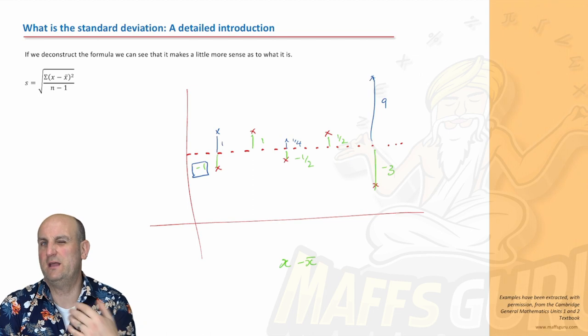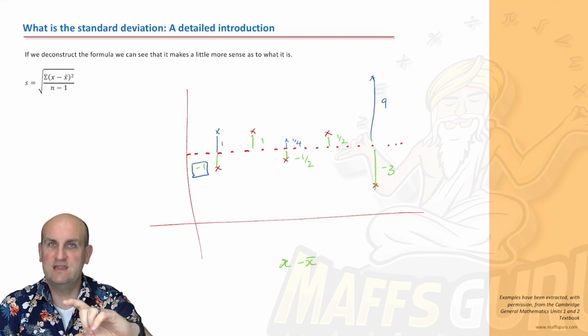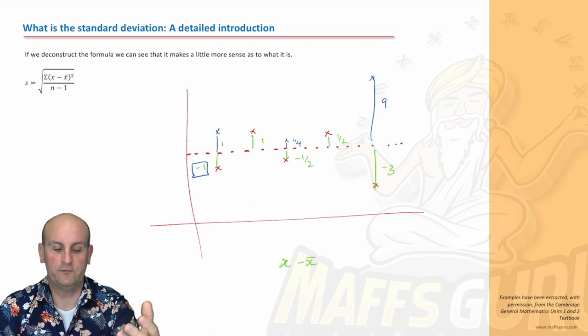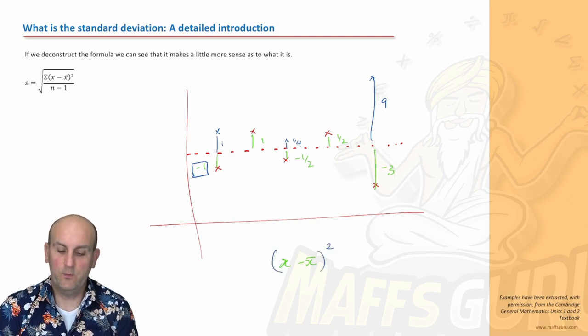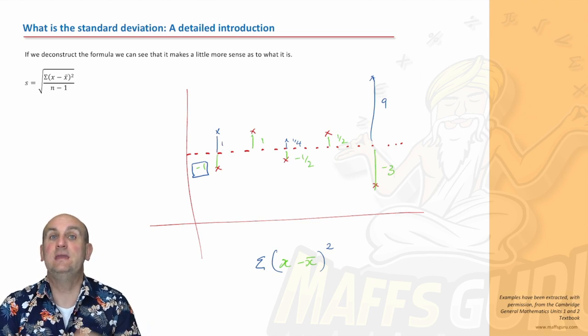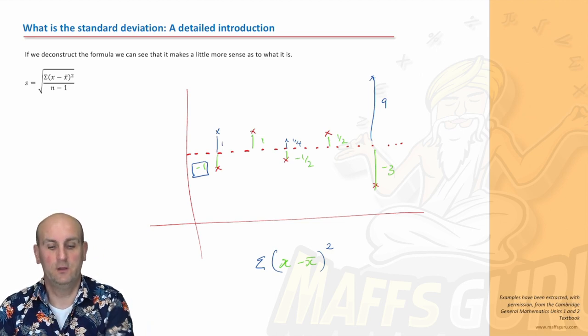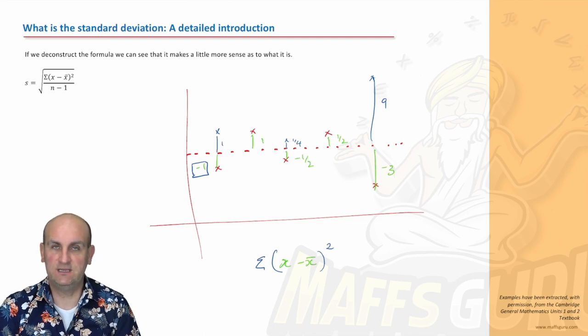So we use a bit of a mathematical fudge to turn all those negatives into positive values. So that's why we've squared them. Then what do we do? Well, we sum the differences because we're trying to find the average difference. So if we add all those differences together, they don't become zero anymore. They'll actually become a value.